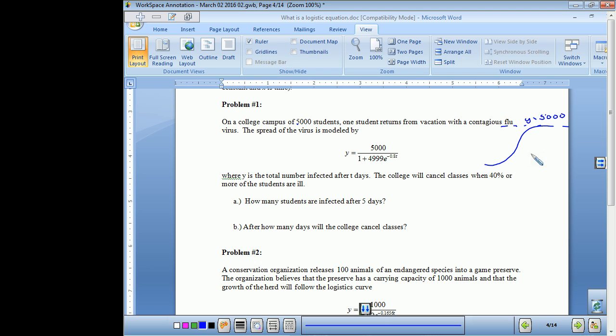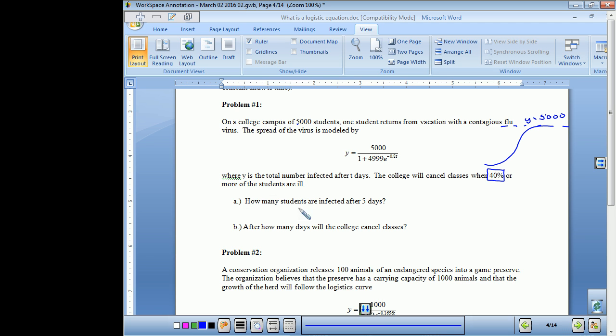Wait, so it's not an asymptote, but it's almost like an asymptote. Yeah, because we could actually get to the 5,000. I mean, in reality, it's possible. Mathematically modeled, it's an asymptote. Okay. All right, where Y is the number that are infected after T days. So college classes will cancel when 40% of the student population becomes ill.